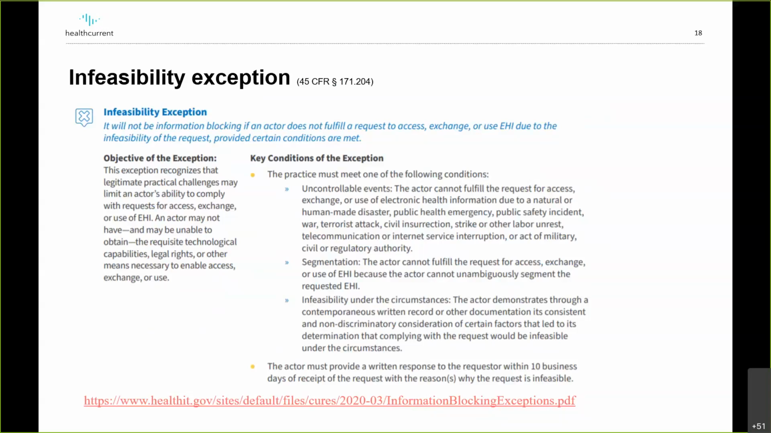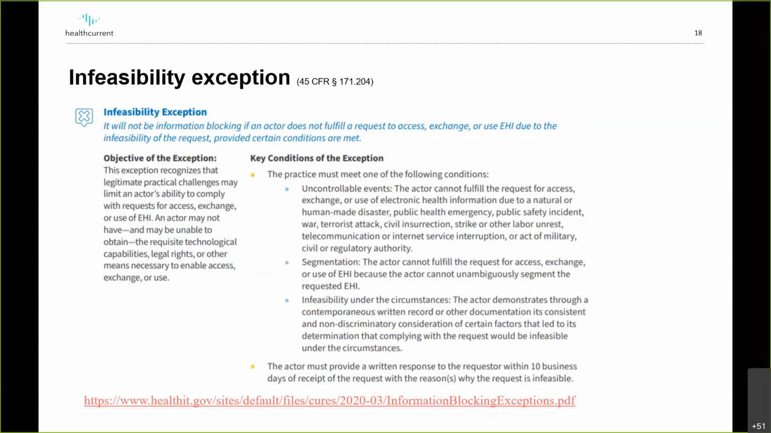That's an uncontrollable event. The other infeasibility condition might be segmentation. You can't, for instance, pull apart your Part 2 records from your non-Part 2 records. So you might get that treatment request from the OBGYN for access to a patient's records for treatment purposes, but you can't even give them access to the non-Part 2 general mental health information because your information is so entwined that you can't do it without having that Part 2 compliant consent.